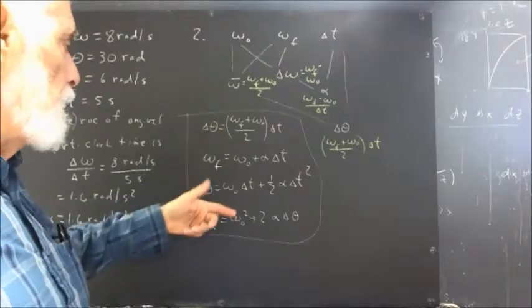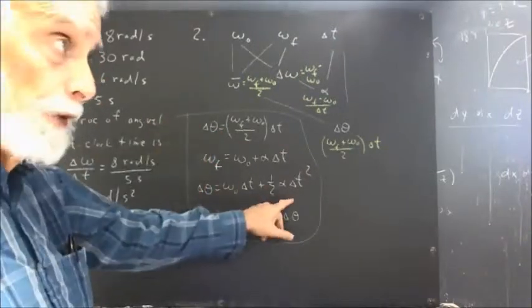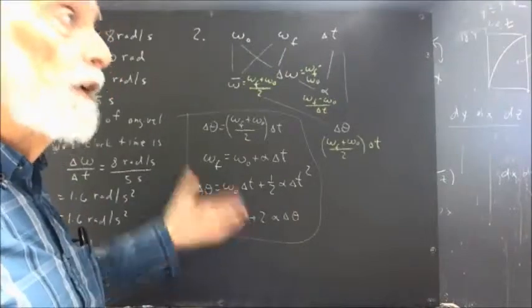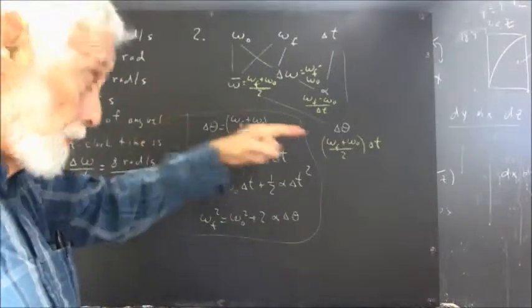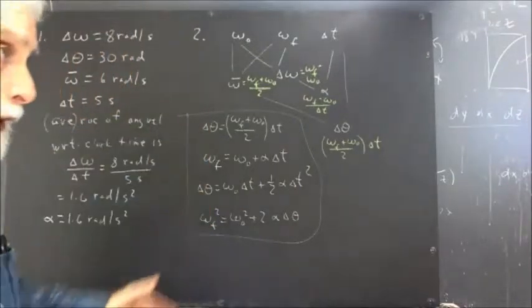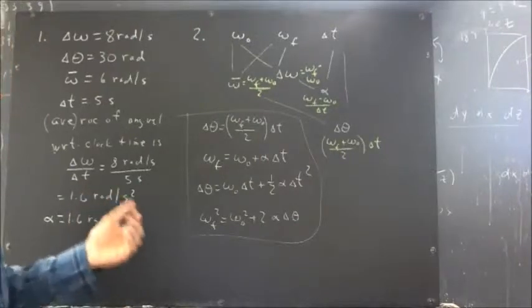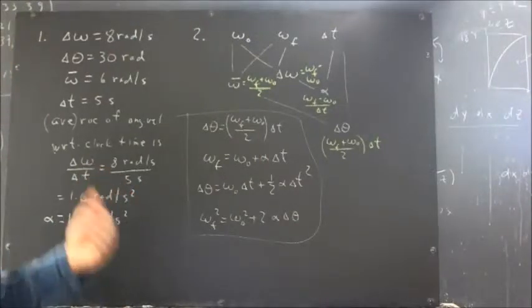We could then eliminate omega f from the first two equations to get the third equation, just as we did from the first two equations for linear motion to get the third equation for linear motion. And we now have four equations that apply beautifully to situations in which we have uniform angular acceleration.